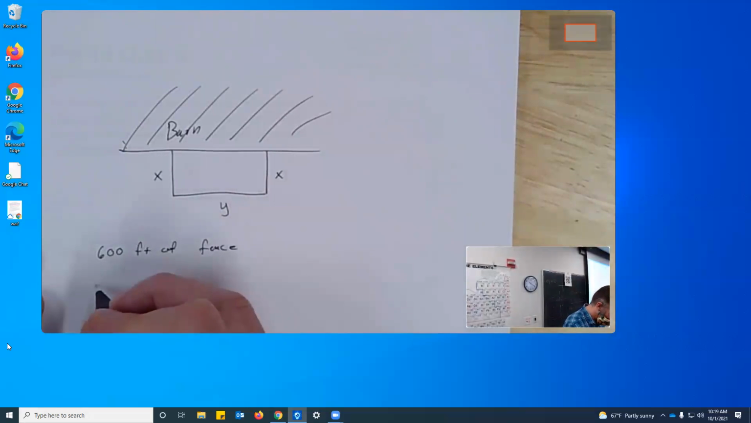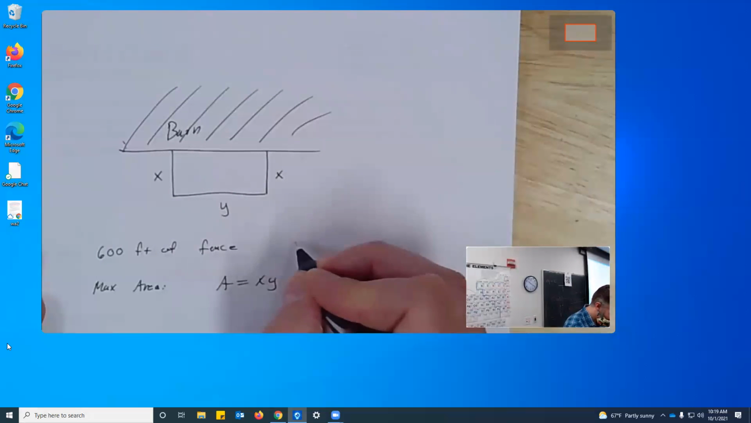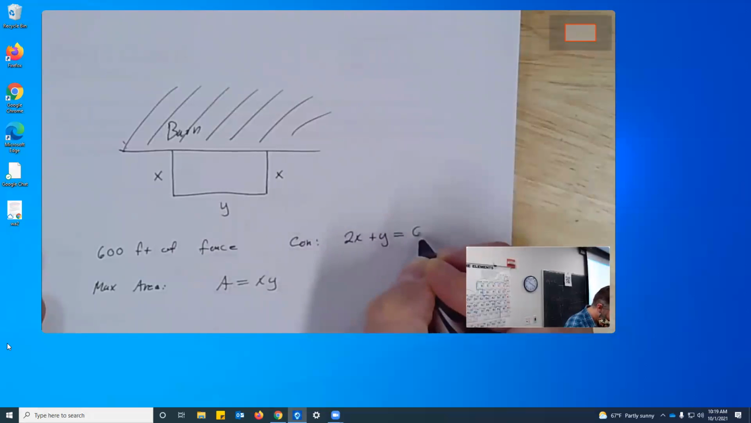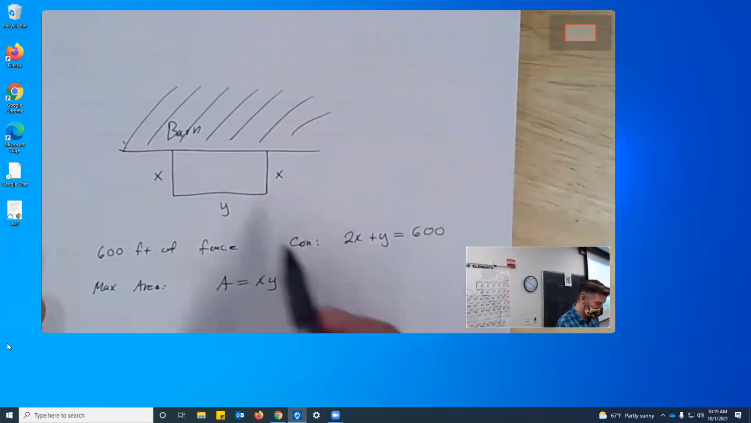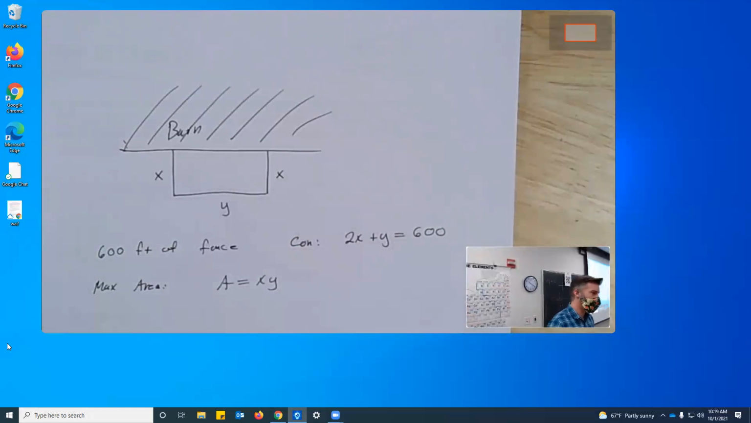And we're trying to maximize area. Then we're going to maximize area equal to X times Y. And our constraint is going to be 2X plus Y equal to 600. There's nothing to be said about this side because we didn't have to put any fence there. That's the whole idea. That's why we do that with the barn. So we're saving money, right? We're using the barn as one of the sides of our enclosure so that we don't have to build it.